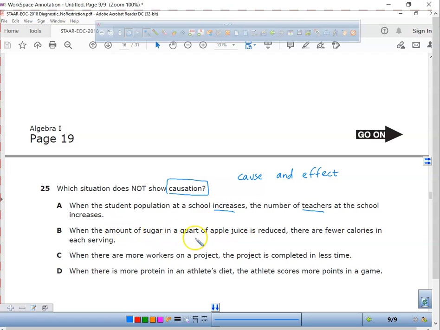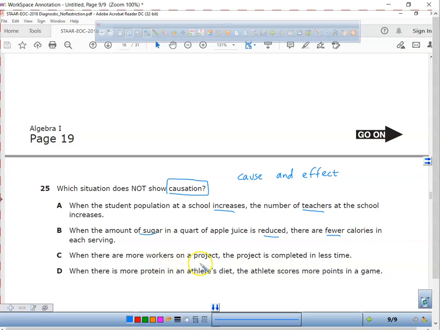When the amount of sugar in a quart of apple juice is reduced, so the sugar is what? Reduced. Do you think there's going to be fewer calories in the serving if there's less sugar? More sugar, the more calories. The less sugar, the less calories. That's a cause and effect relationship.